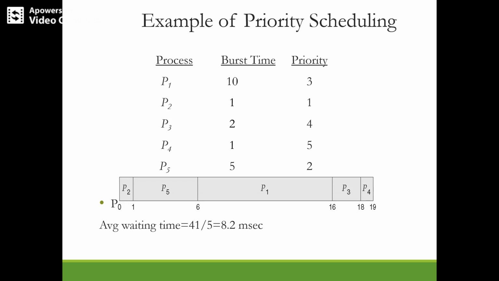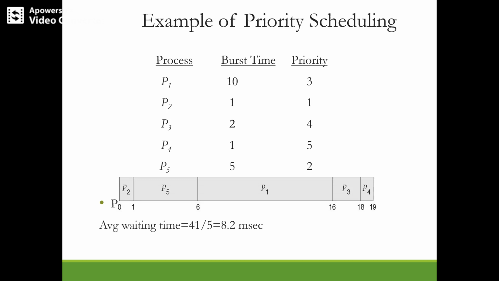Process P3 is having burst time 2 milliseconds and priority is set to 4. Process P4 is having burst time 1 and priority is 5. Finally, the fifth process P5 is having burst time 5 and priority is set to 2. So this is the Gantt chart. So this is the way in which the processes can be scheduled.